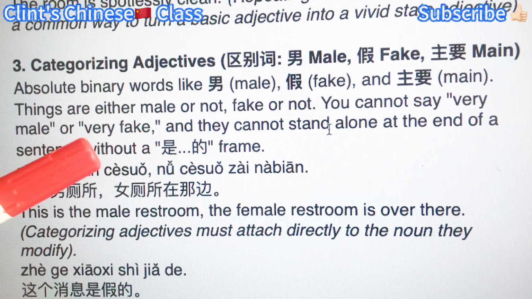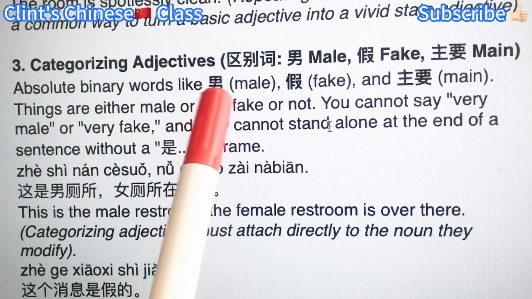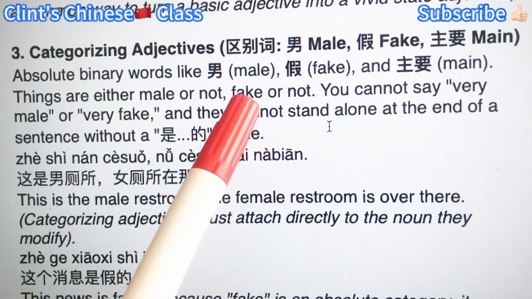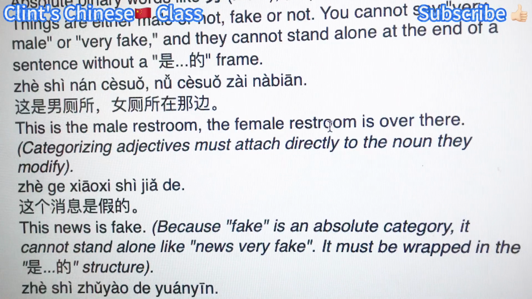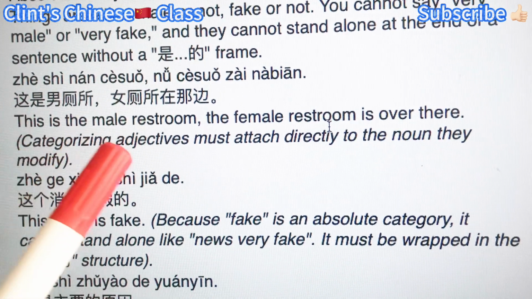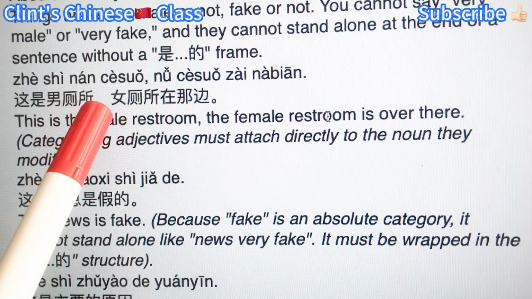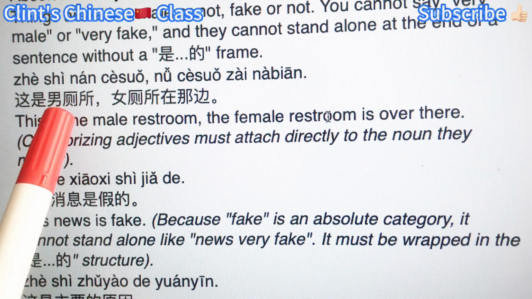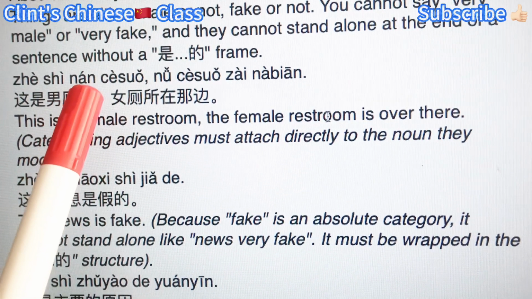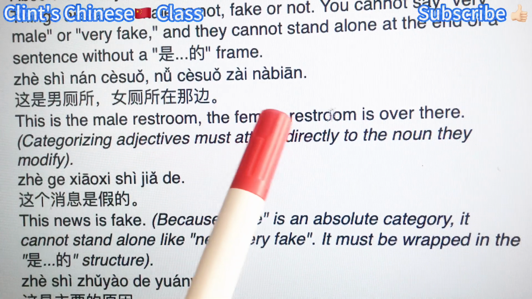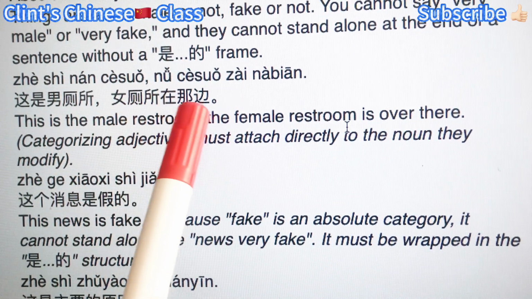Okay, so here again we don't use very before these adjectives. We don't say very male, right? This is also logical in English. Okay, how to say this is the male restroom. 这是男厕所. See, use the adjective to describe a noun. They always go before a noun. And the female restroom is over there. 女厕所在那边.